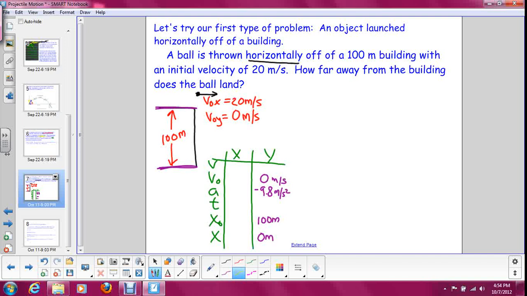Well, this question is asking us how far away from the building does the ball land? So this phrase right here, how far away, tells you we are looking for a displacement. So we do not care about the final velocity in the y. It does not matter to us. We don't care. Now let's go back and let's fill in some of our x here.